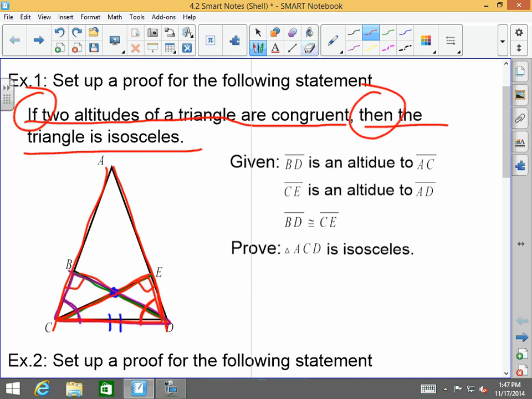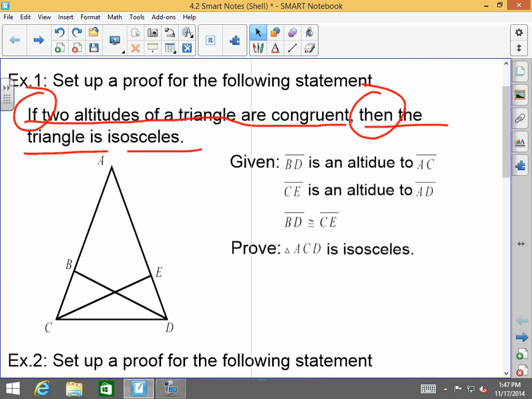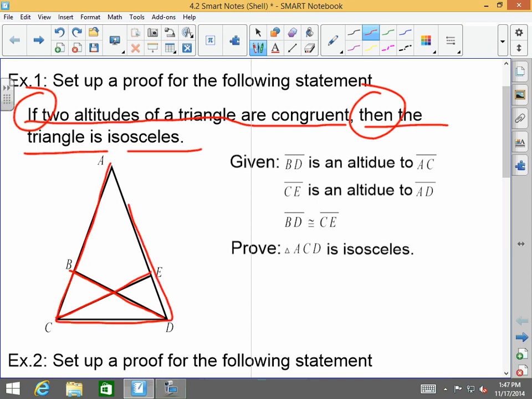Do you see that? Let me erase this and hopefully that'll make it clear. Because the question was, it says the triangle is isosceles. There's quite a few triangles here. Yes, but it says if two altitudes of a triangle. So this altitude and this altitude came from this triangle ACD. And that's what we're trying to prove is isosceles. Does that help you, sir? It's a great question. Thank you so much. Yes, sir, my brother.